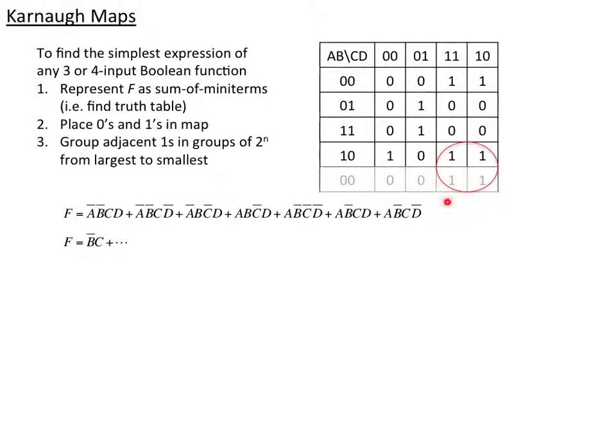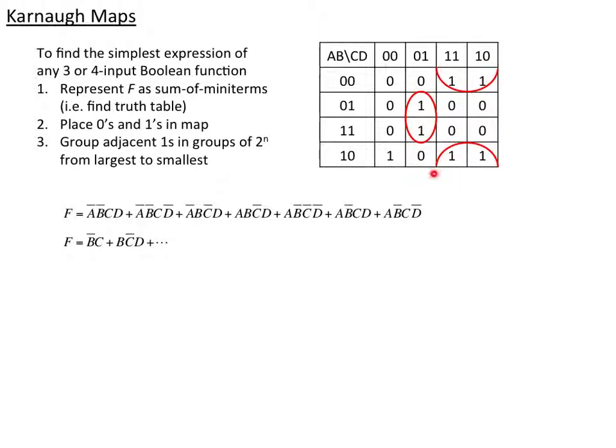And now I can draw a circle around this set of 4 inputs, and they all represent the fact that there is a C, because they're in these 2 columns, and there is a not B. So this all represents C and not B. And so that's shown here. So that's the first step. And then there aren't any other groups of 4. There are groups of 2. So here's one group of 2.